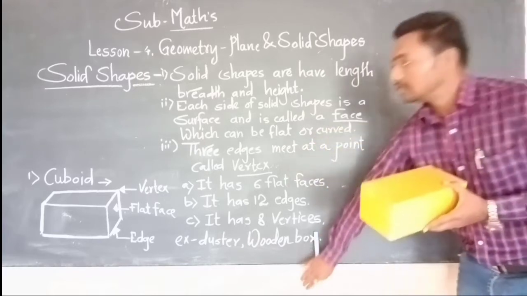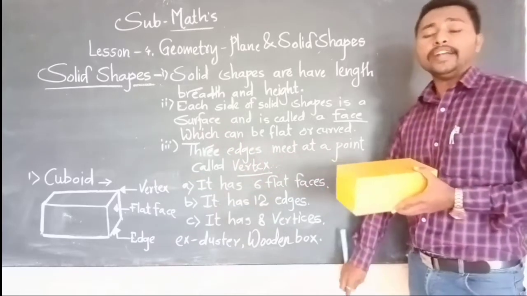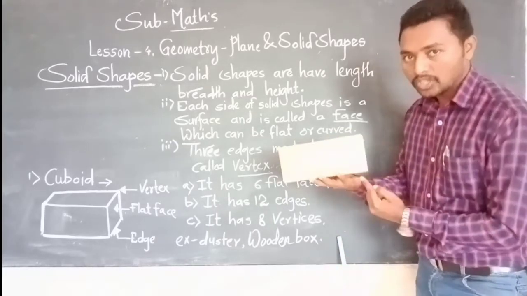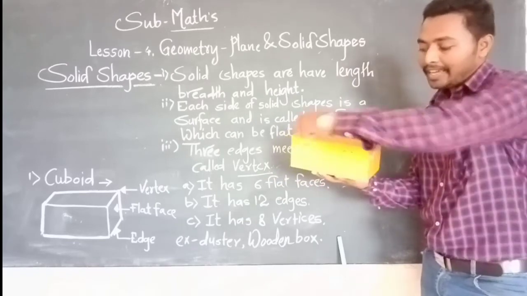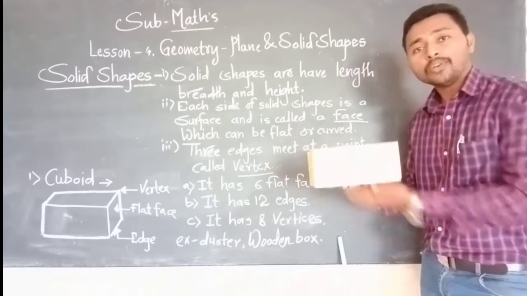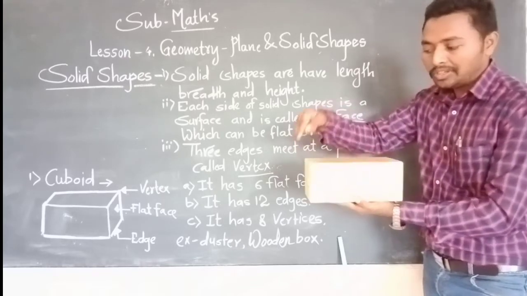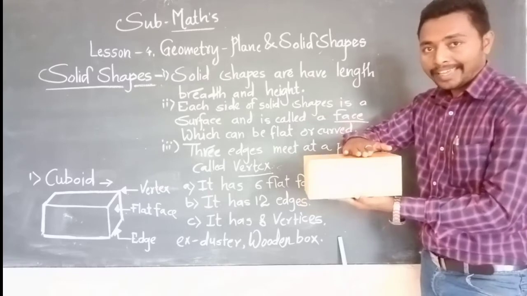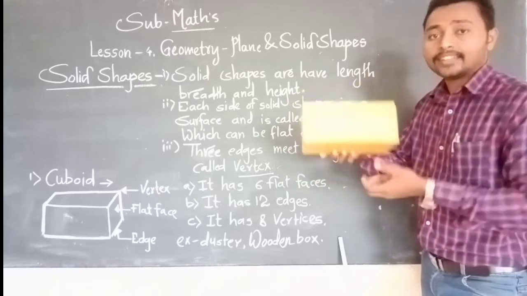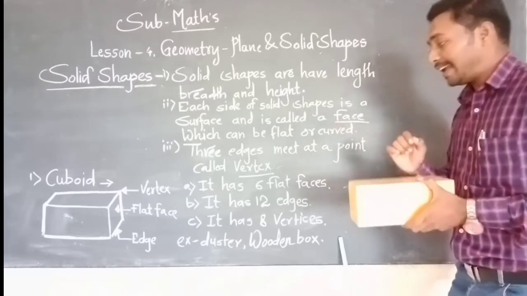And point number 3, 3 edges meet at a point called a vertex. Then what is a vertex? Vertex means 3 edges, 1 edge, 2 edges and the last one, 3. 3 edges meet in a single point. It is called a vertex. So let's count the vertices of this cuboidal shape. Number 1, 2, 3, 4. ऊपर के 4 vertices, then 5, 6, 7 and 8. That means this cuboid has how many vertices? 8 vertices.